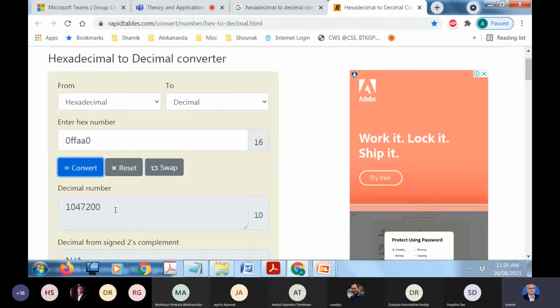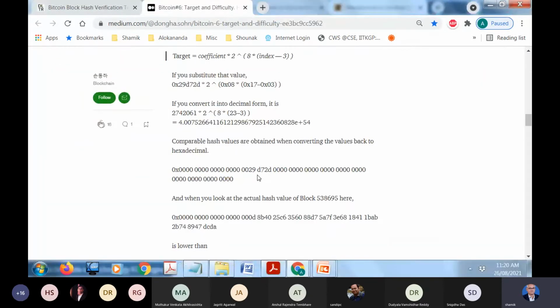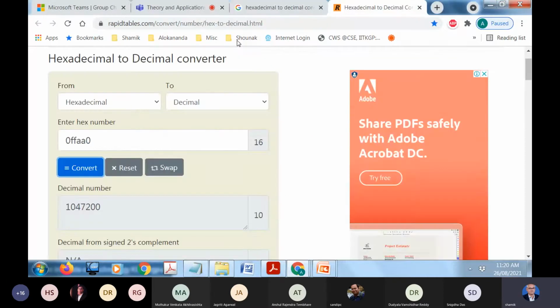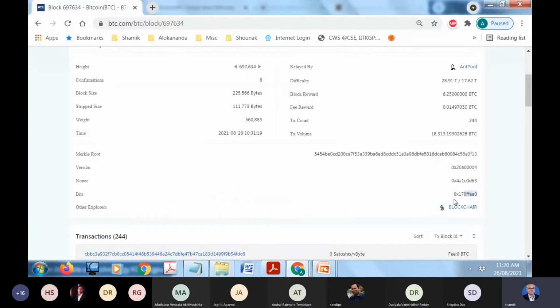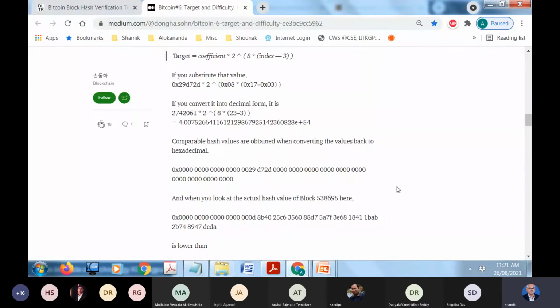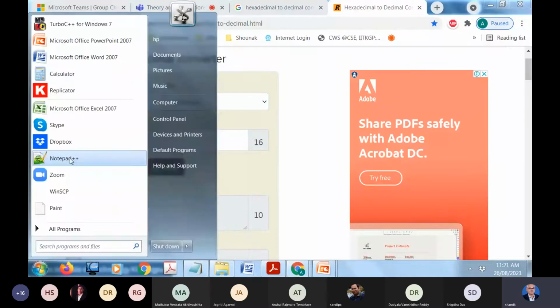Now, if we see this particular site, what I need to do is 2 raised to the power 8 into 23 minus 3. In our example the index is also 17 in hex, which is 23. So 23 minus 3 is 20, into 8 is 160. So 2 raised to the power 160, and then this is to be multiplied by what we obtained here, as 1047200.